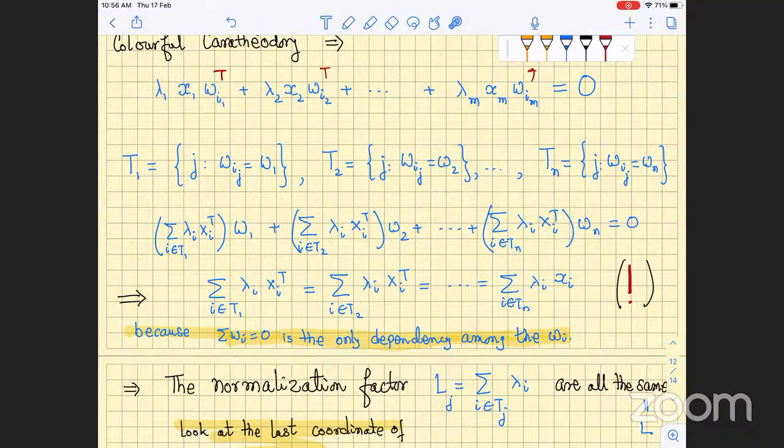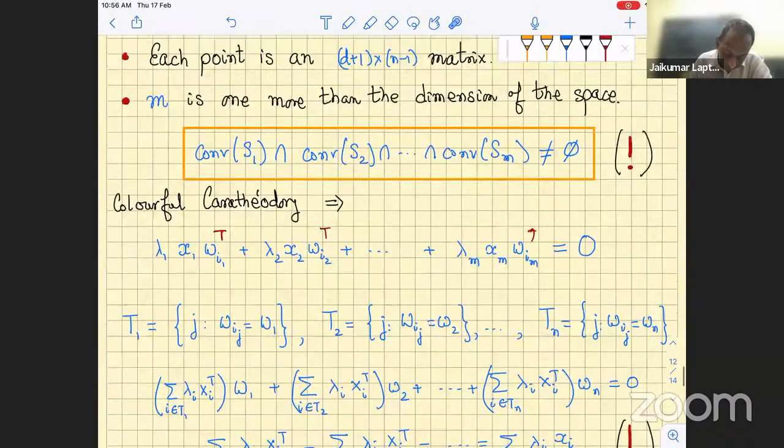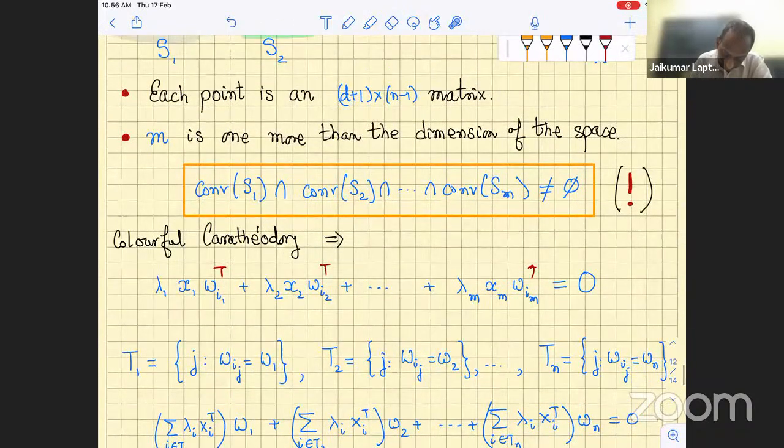Some of them can be empty. Sorry? Some of these can be empty, right? We'll see. So at the moment, some of them can be empty, but we'll see that they cannot be. Yeah, at the moment, they can be empty. Let us see.